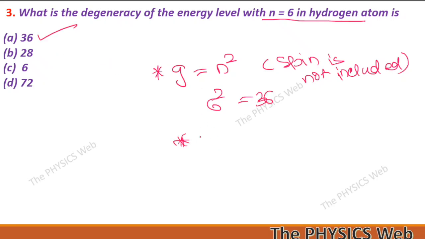But if spin is included in this system, then in that case, degeneracy will be 2n square, when spin is included.